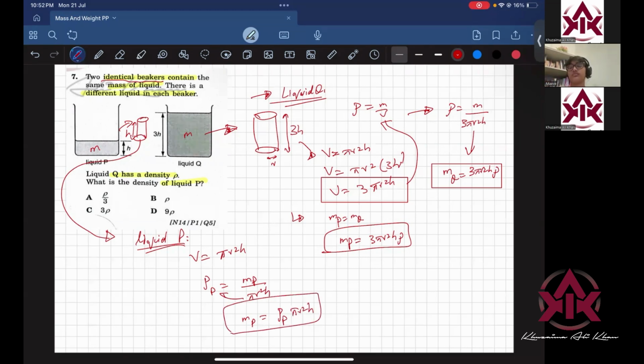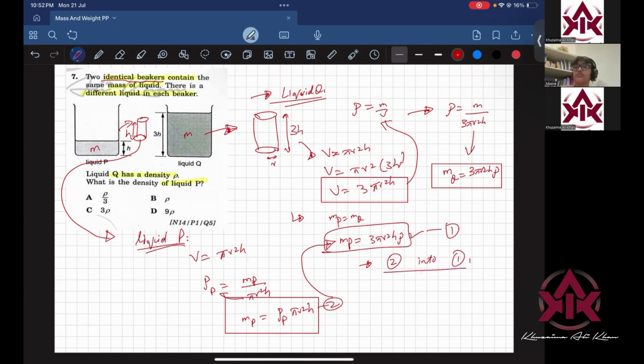So now you have mass P, and then you have this equation here. This is equation 1 and this is equation 2. We substitute equation number 2 in place of mass of P here. So let's do this now. Substituting 2 into 1, we get the following: the density of liquid P times pi r square h is equal to 3 pi r square h times rho. So pi r square h cancels out. So the density of liquid P is 3 times the density of liquid Q. So your answer is option number C.